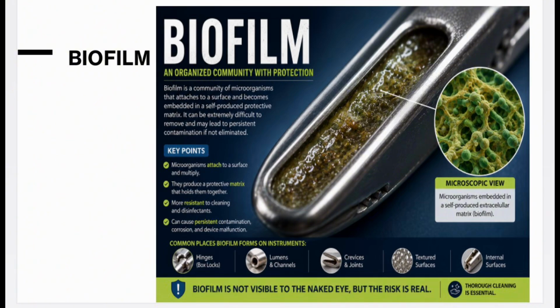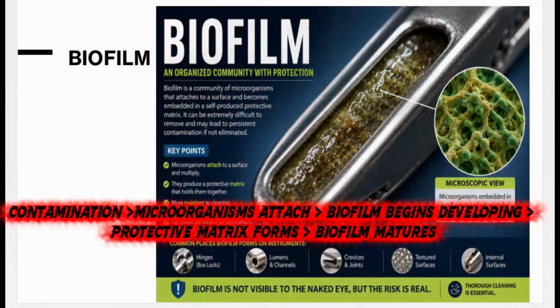So you'll find them in lumens, hinges, box locks, serrations, channels, any type of area that is very hard to clean. Once biofilm matures, removing it can be much more difficult than removing ordinary contamination. A simple way of explaining the process is: contamination, microorganisms attach, biofilm develops, protective matrix forms, biofilm matures.